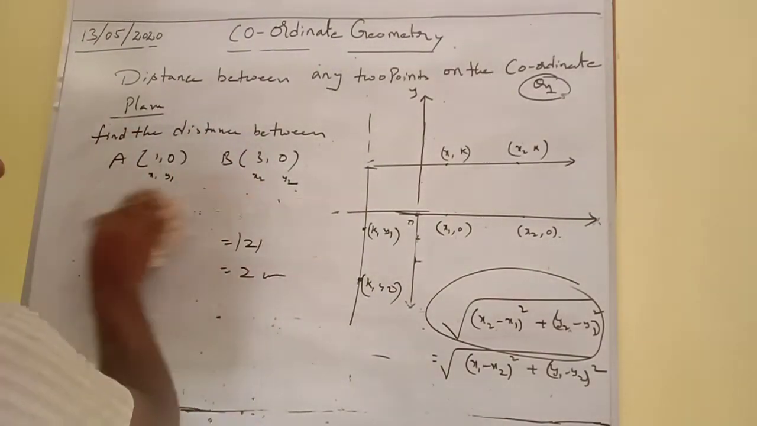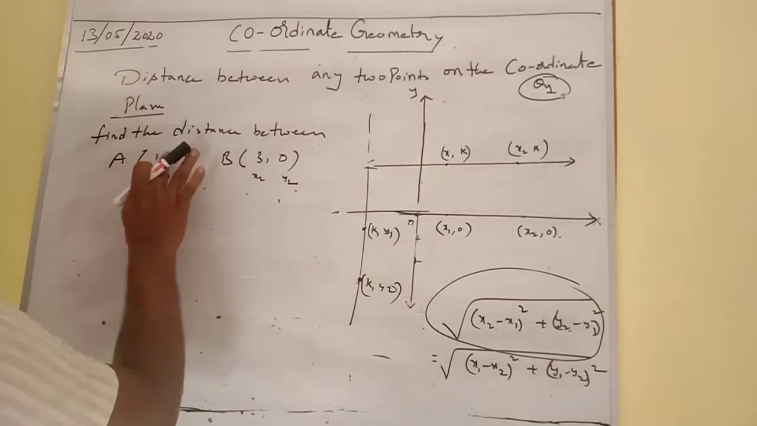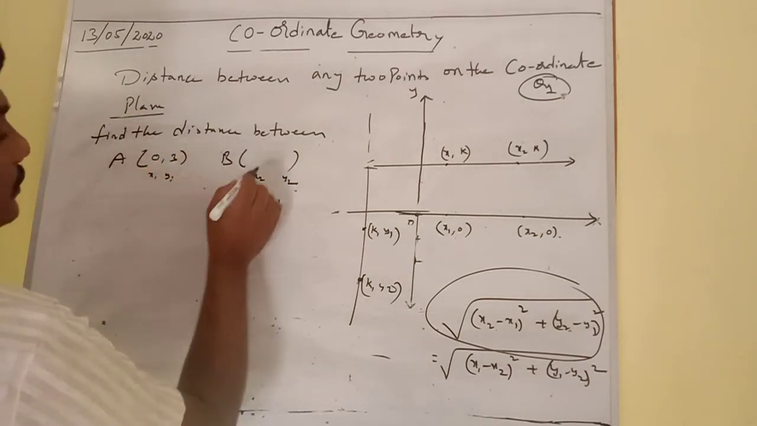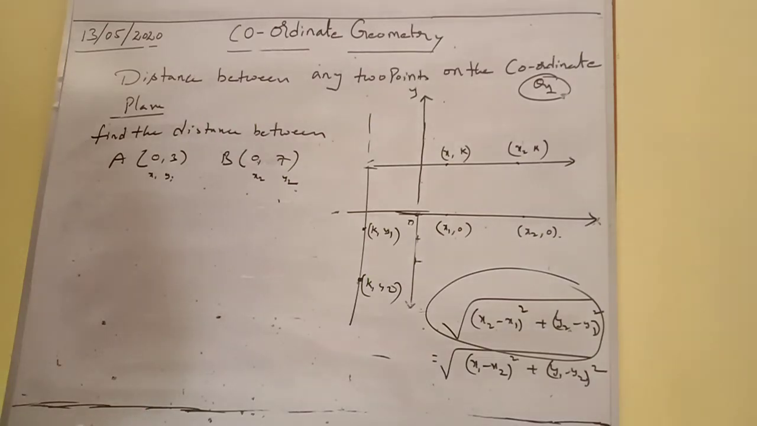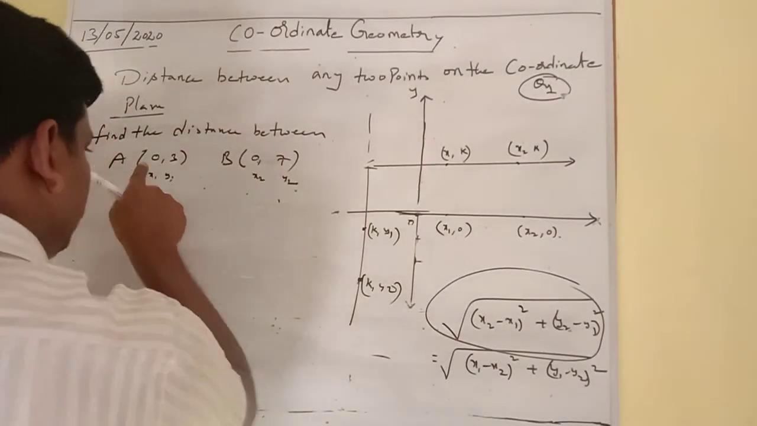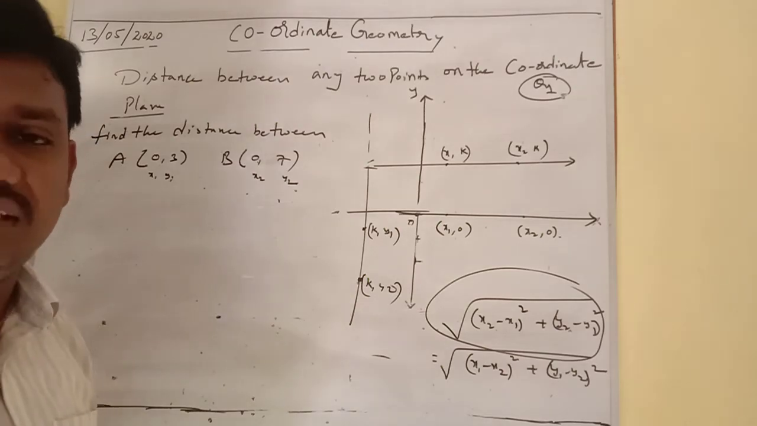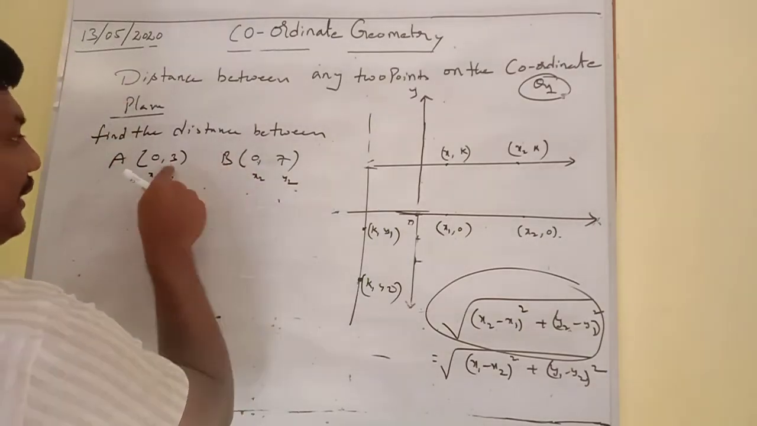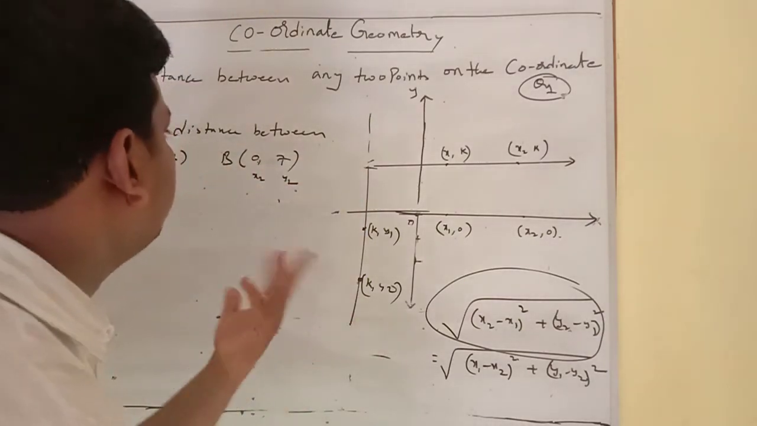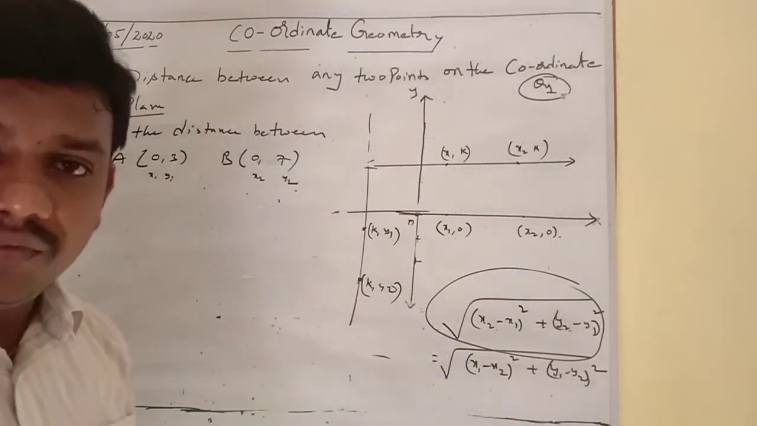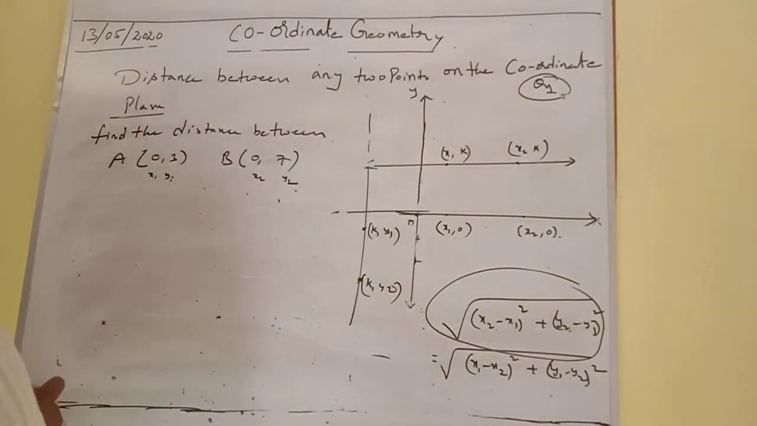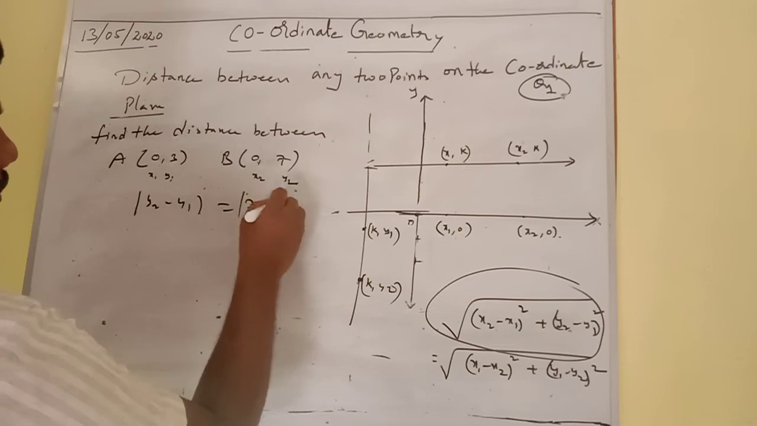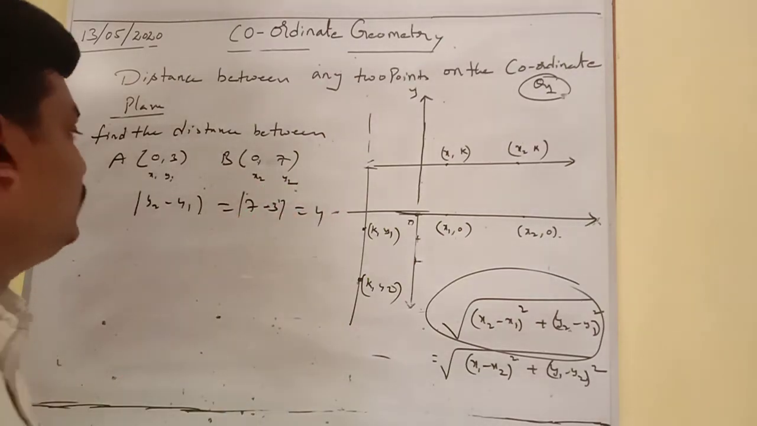Let me consider one more pair of points. The first point is 0, 3 and the second is 0, 7. What is the distance? Now we observe that both x values are 0. Whenever both x values are 0, obviously we can say 7 minus 3, that is 4. 4 is the answer, a very simple formula. No need to apply the full formula. Here it is modulus of y2 minus y1, which equals 7 minus 3, so 4 is the answer.